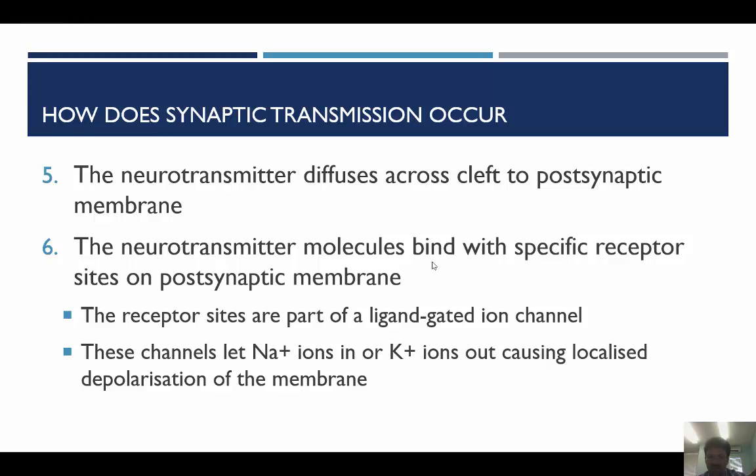In this case, they can let sodium in when, for example, at the neuromuscular junction, the neurotransmitter is acetylcholine. When acetylcholine diffuses across the neuromuscular junction, it binds to a nicotinic receptor, and that receptor lets sodium in and it allows potassium out, resulting in a localized depolarization of the postsynaptic membrane, which, if big enough, can reach the threshold and trigger another action potential in the postsynaptic cell.